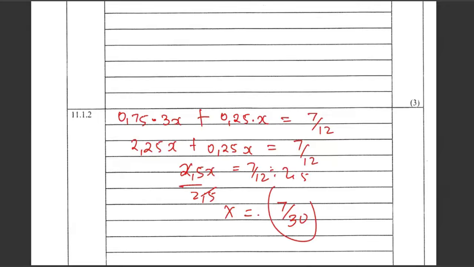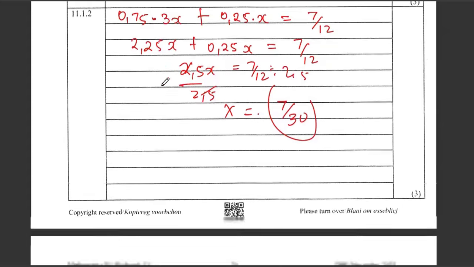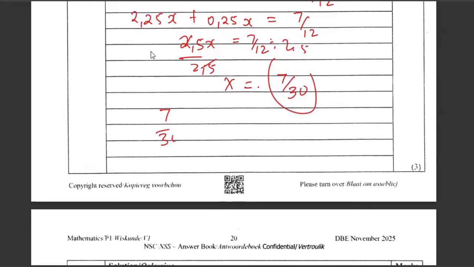So this is just the probability or the x value of getting the coffee. Now, since the question is asking for the number of coffee cups that will be sold on a non-rainy day, non-rainy day is the value of x. So we're going to say 7 over 30 multiplied by the number of cups, which was 120. Okay, 7 over 30 multiplied by 120, I'm getting 28 cups that were basically sold on that day.